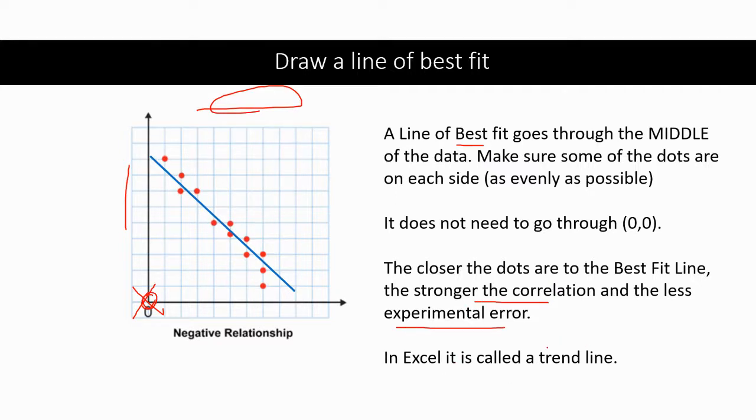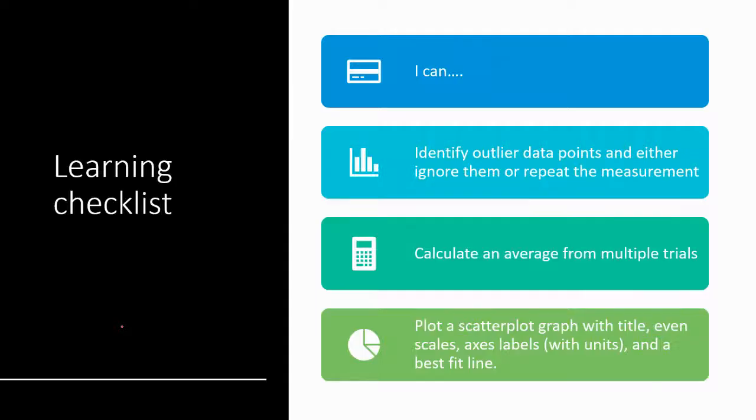And just a note, in Excel, this is called a trend line, or if you're doing some sort of spreadsheet package. So you just draw your line of best fit with a ruler, or in some of our experiments, we get a curve. Okay. So this video has been about identifying outlier points and ignoring them. Reminder to do that. Calculating averages, doing rounding, and plotting a scatter plot with a title, even scales, axis labels with units. Units are really important in science, and a best fit line.